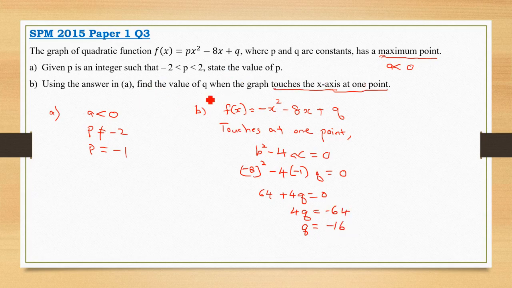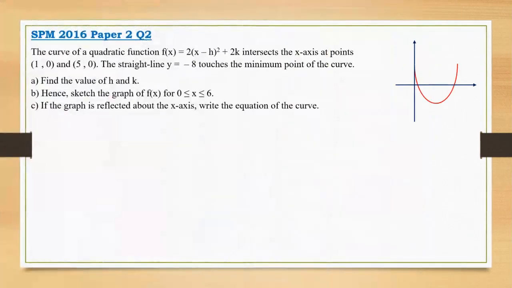That already answered the question. Find the value of Q. That's what the question wanted. So please remember the words used for different types of equations. You have to be careful. Touches at one point is another way of saying two equal repeated roots. Okay, let's go to the next question.